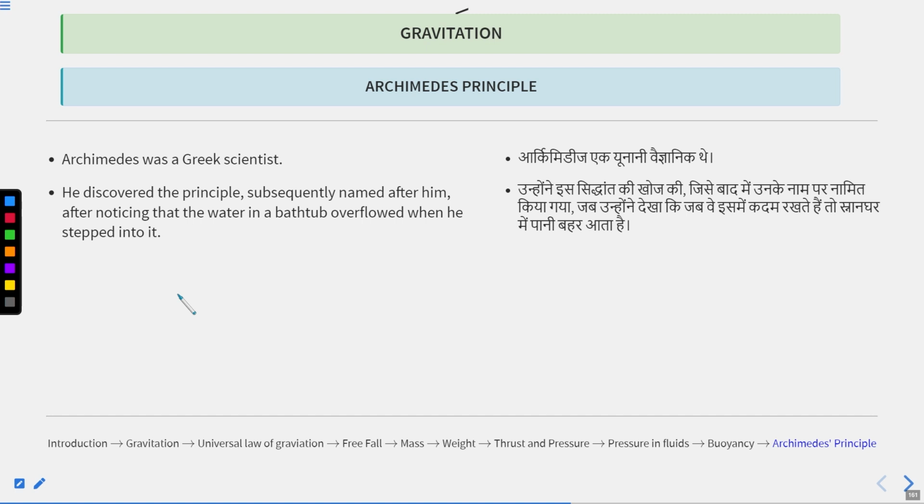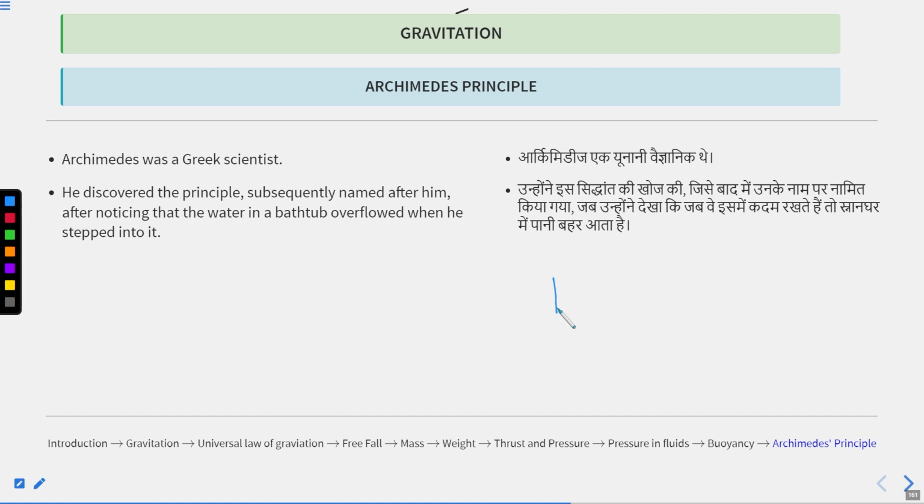Let's learn a little bit about Archimedes. Archimedes was a Greek scientist. He discovered a lot of phenomena. He discovered the principle, Archimedes' principle, which is named after him, after noticing that the water in the bathtub overflowed. There is a long bathtub. He sat in it, and the water in the bathtub overflowed when he stepped into it.